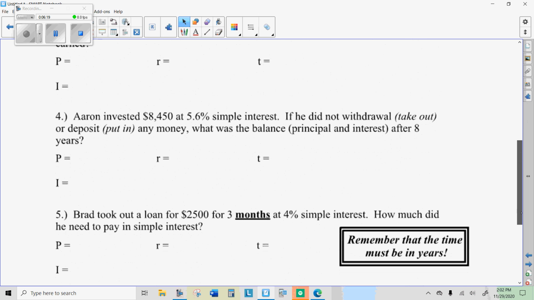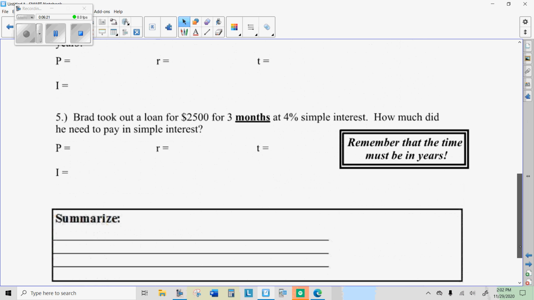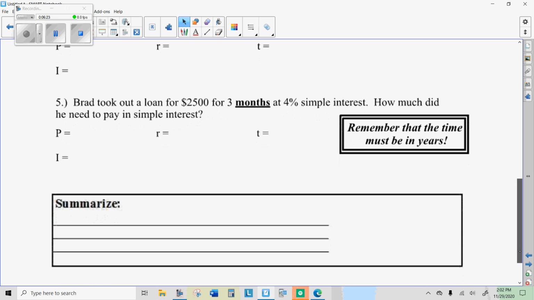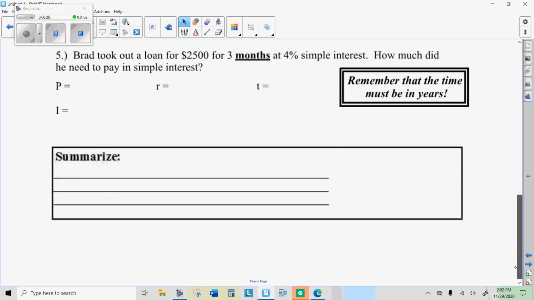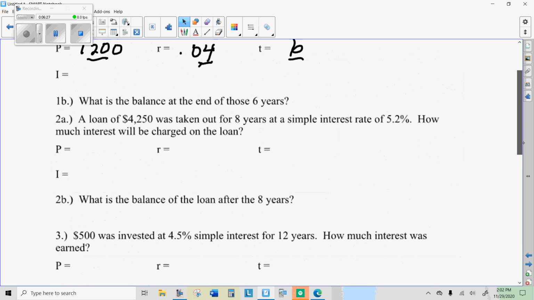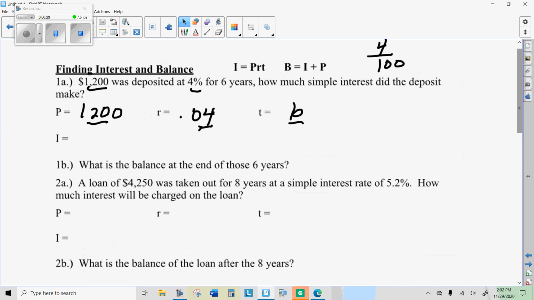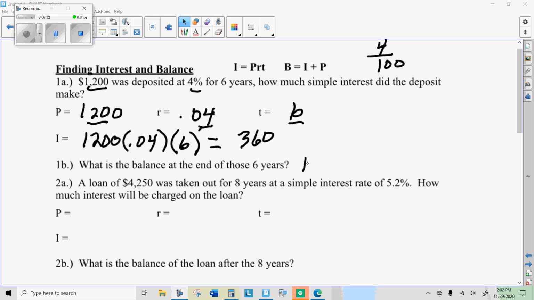Actually, give these a shot. I'll show you my work so you can see if you got it right, but see if you're getting them right. And good luck. Now remember, to get your balance, you need to add your principal, so how much you had, plus your interest. So you should have got $1,560 for that.